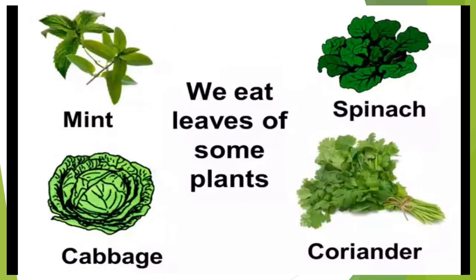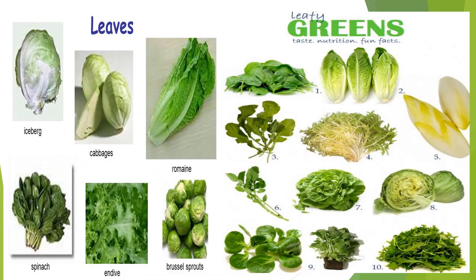Children, these are the leaves which we eat as vegetables. For example, mint means pudina, spinach means palak, cabbage means patta gobi. Next, coriander means dhaniya ka patta. Now, these are some more examples of green leaves, which are very healthy.